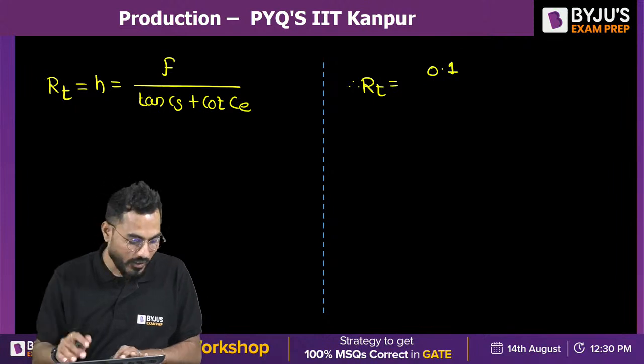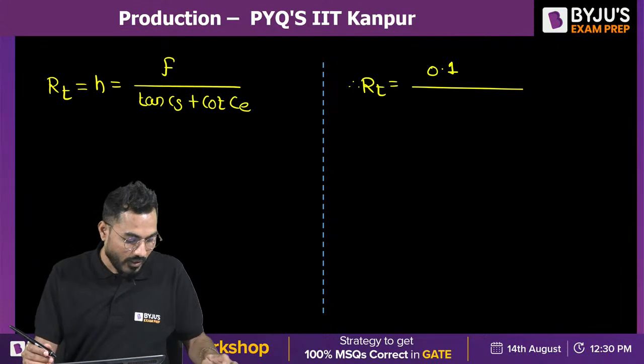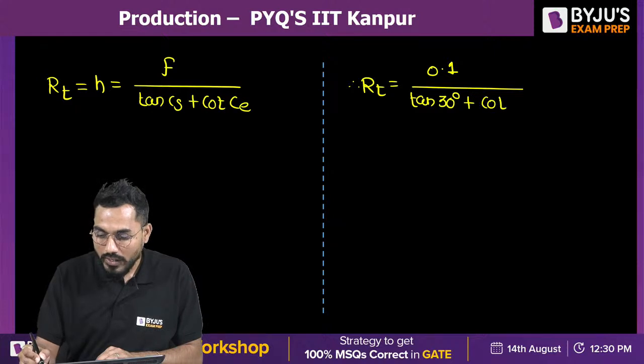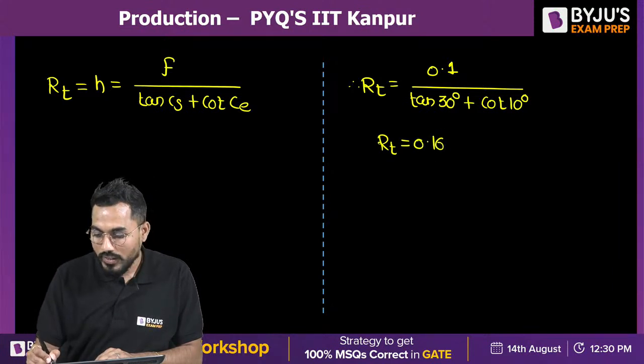0.1 mm. Is it correct? Yes, feed is given 0.1 mm per revolution divided by CS. CS is what? 30 degree plus CE, the cutting edge angle of 10 degree, and then the RT value is coming exactly equal to 0.16 millimeter.